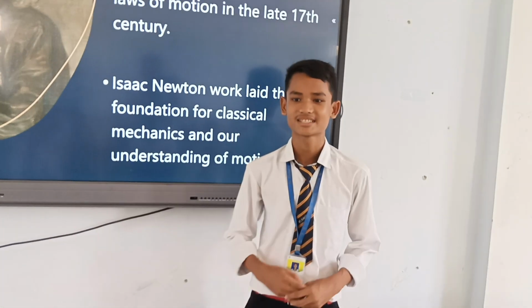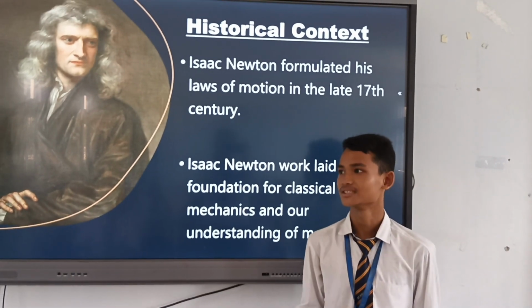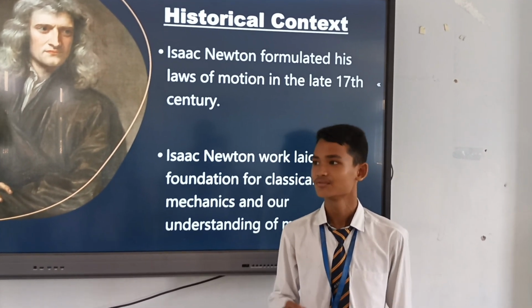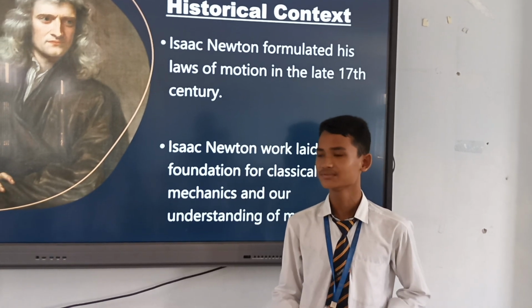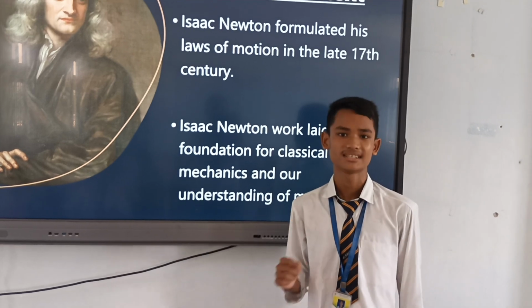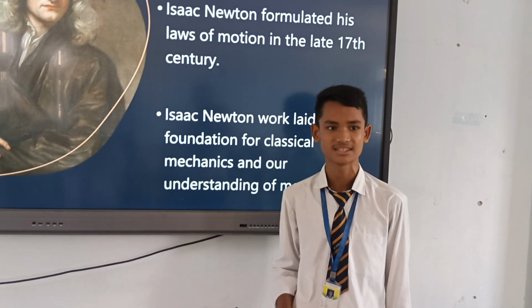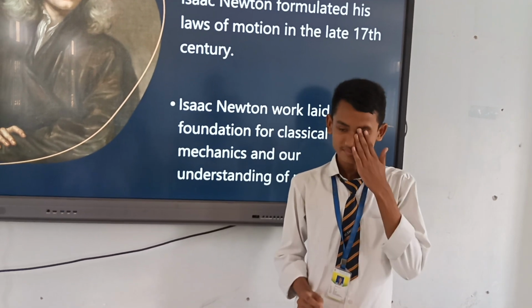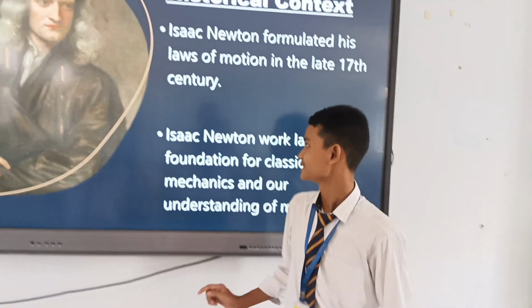So I would like to explain the historical context of the laws of motion. The laws of motion were formulated by Sir Isaac Newton in the late 17th century. He gave us three laws of motion. The first one is the law of inertia, the second is the law of momentum, and the third is that every action has an equal and opposite reaction. These laws are applicable in our day-to-day lives. I will show you some examples.